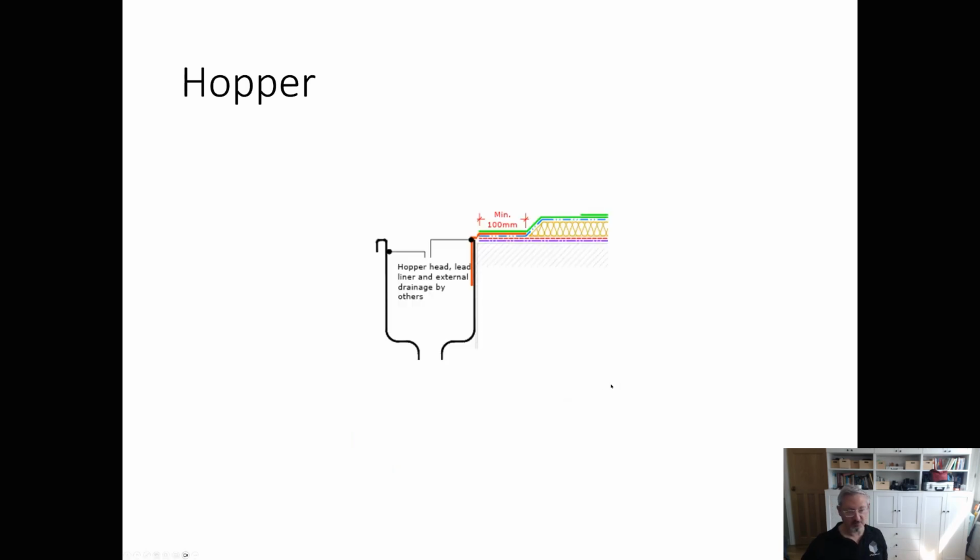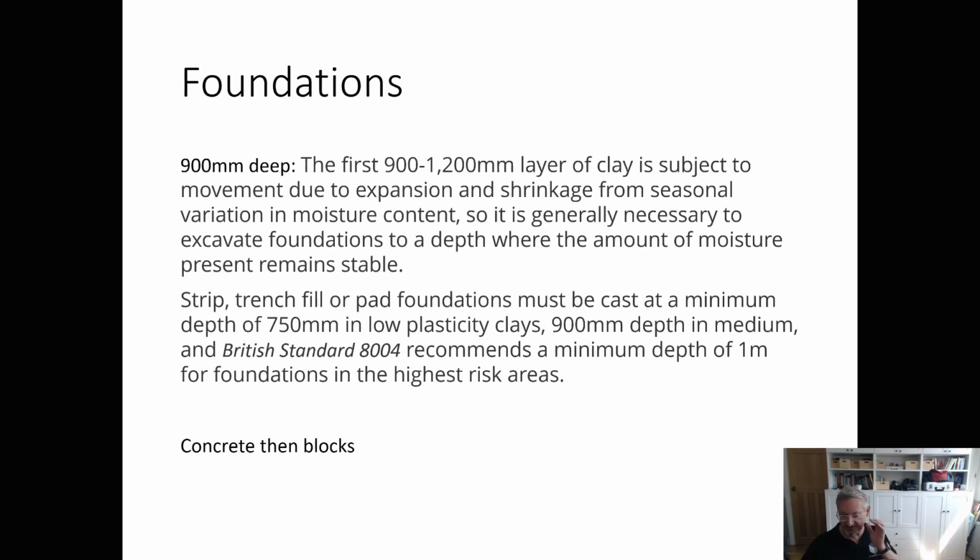And that's the hopper detail that I'm going to build. So I've thought about that. In terms of foundations, I think 750mm is probably adequate for where we are, but I think 900mm is better. So we're going to go concrete, 900mm, and then we're going to put some blocks in and then brick on top of the blocks.